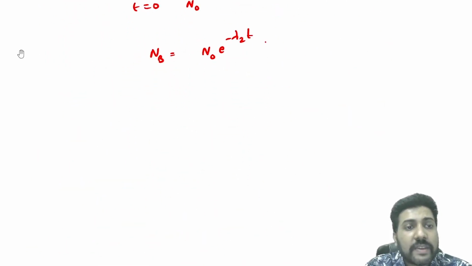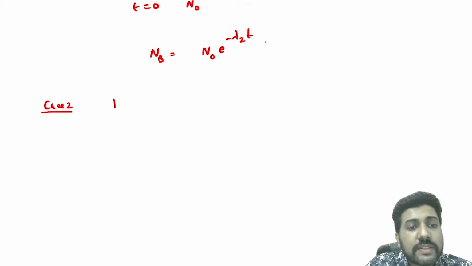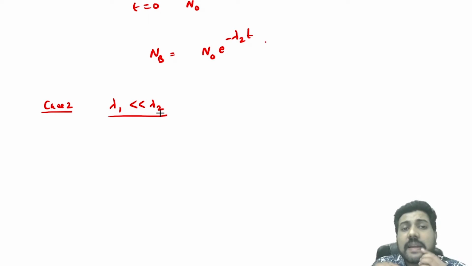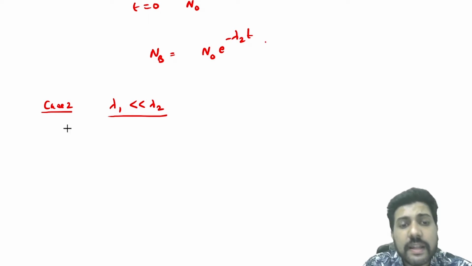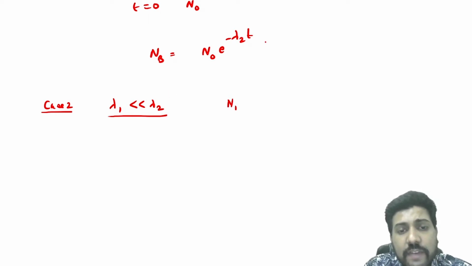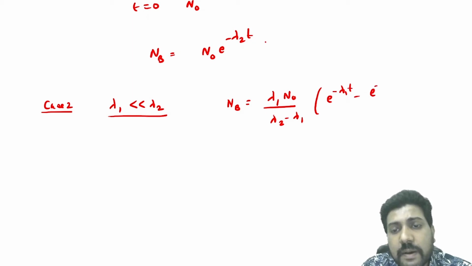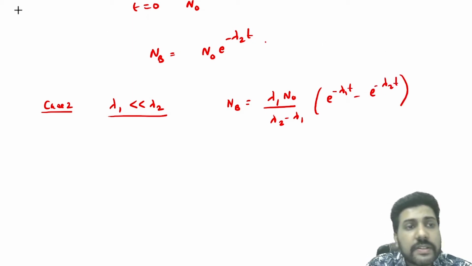Okay, now case 2. Case 2 is lambda 1 less than lambda 2. So in this case, lambda 1 is very small compared to lambda 2. Again, I write the value of NB in general form. NB is equal to lambda 1 n naught divided by lambda 2 minus lambda 1 into e power minus lambda 1 t minus e power minus lambda 2 t.